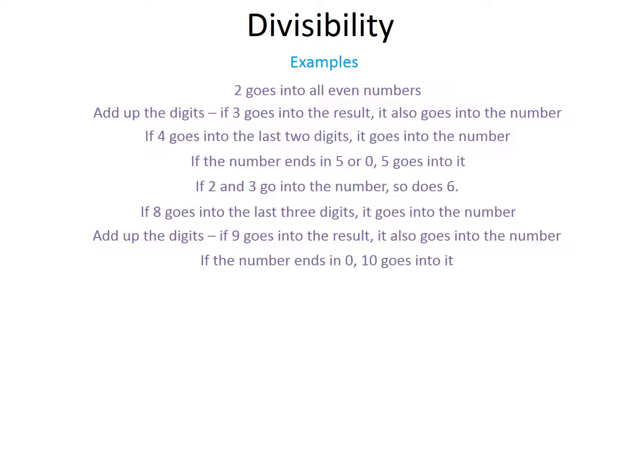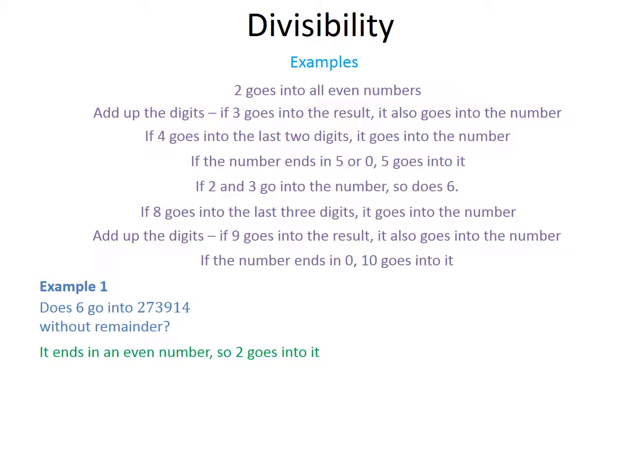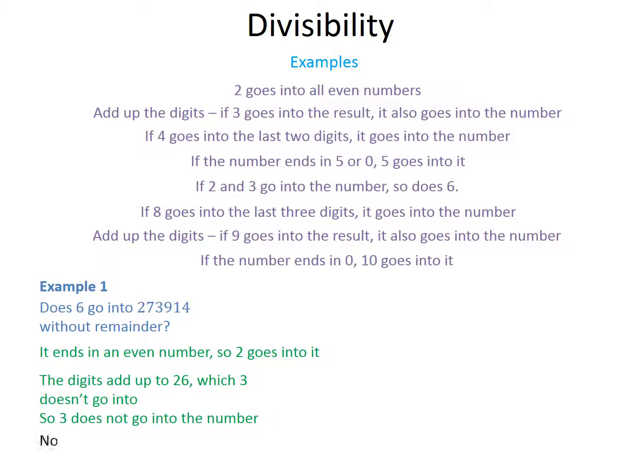Okay, a couple of quick examples to show the thinking. So does 6 go into 273,914? Fortunately, all we have to do is we see, is it even? Yes, it is. So 2 goes into it. Now, add up the digits. What do they add up to? 2 plus 7 is 9, plus 3 is 12, plus 9 is 21, plus 1 is 22, plus 4 is 26. They add up to 26. 3 does not go into 26, so 3 doesn't go into this number here. Okay, and since 3 didn't work, that means 6 won't work either. And so that's that first one.